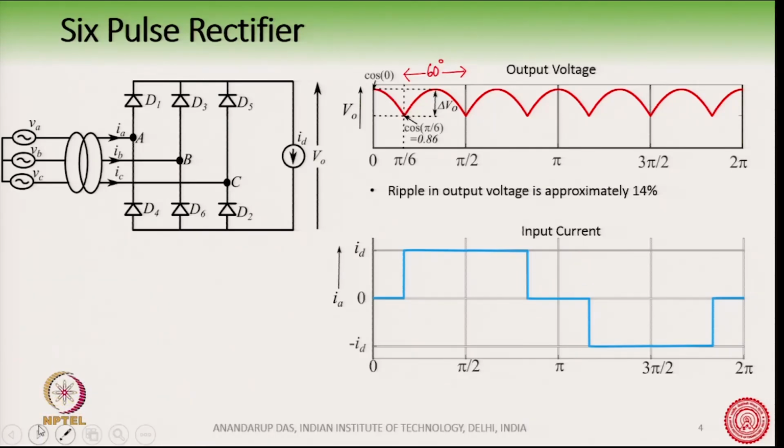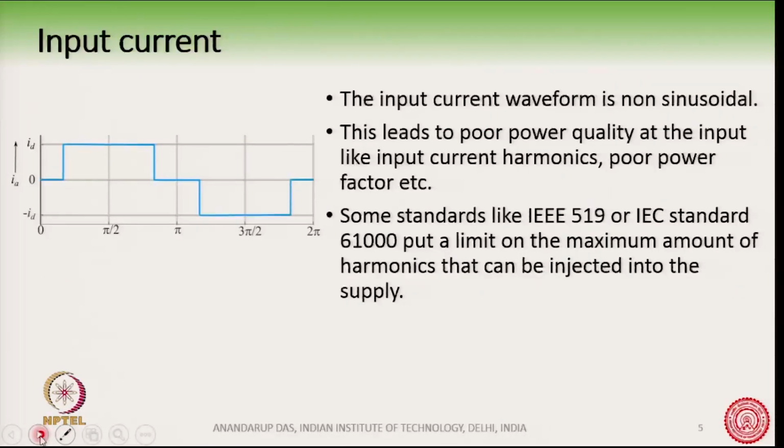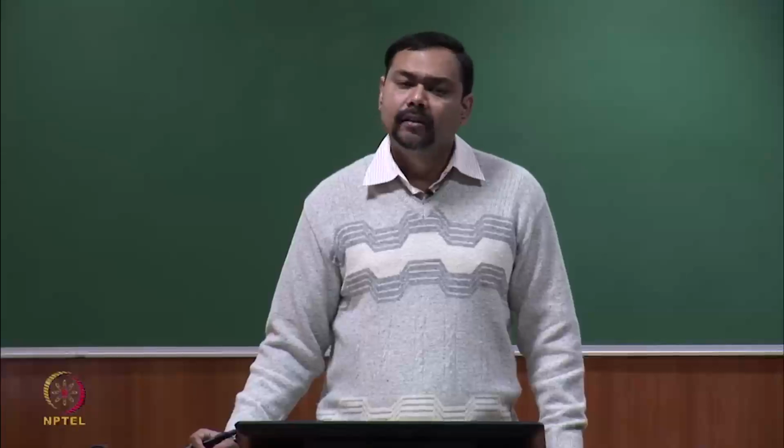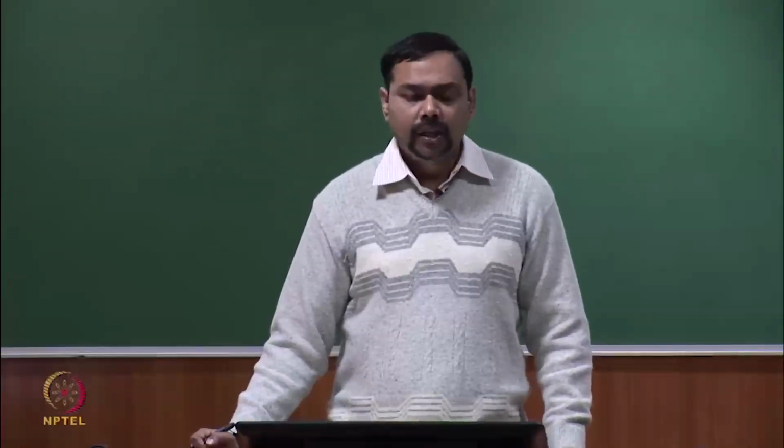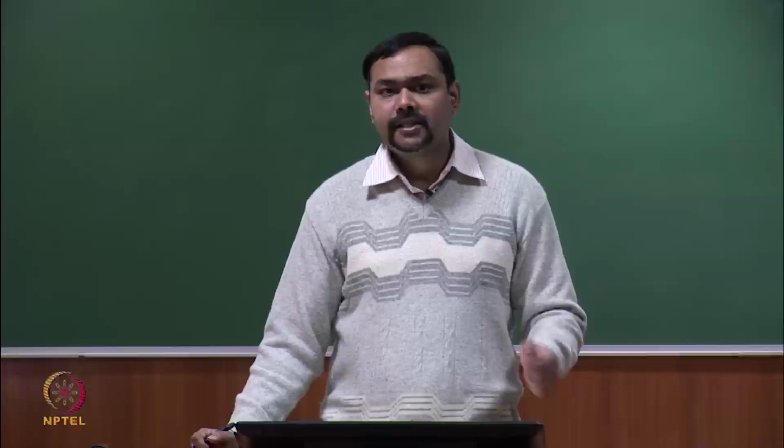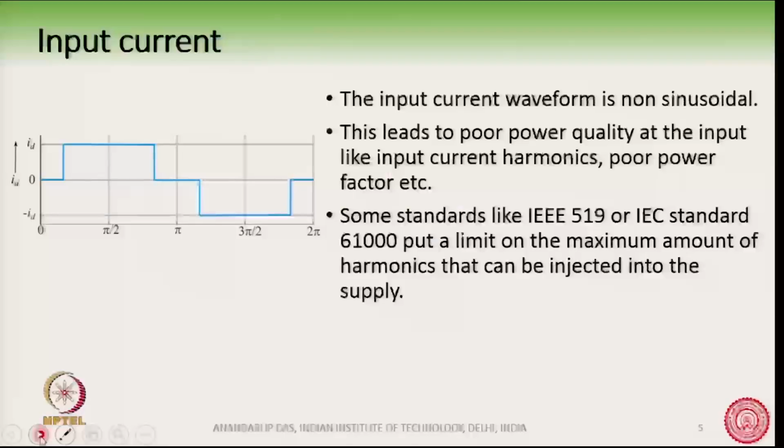And this input current, as you can understand from the waveform, is highly non-sinusoidal. It is far away from sinusoidal. It has a lot of harmonics present in it. Now, the input supply voltage is sinusoidal. Typically, we can assume that the input supply voltage is almost close to a perfect sine wave. Now, the input current drawn by this 6 pulse rectifier, as we can see here, is not at all sinusoidal. It is a quasi square wave.